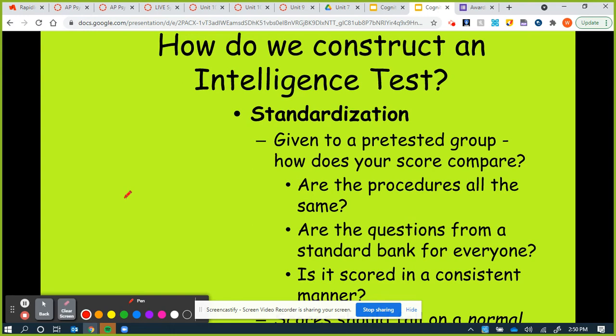They tell us that the AP exam is standardized, but it is not. They actually standardize the test after the fact. Okay, but is it consistent? Is administration consistent? Are the procedures all the same? Are they all from a standard bank of questions?